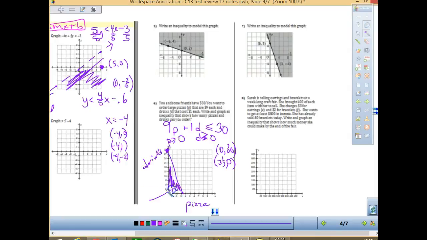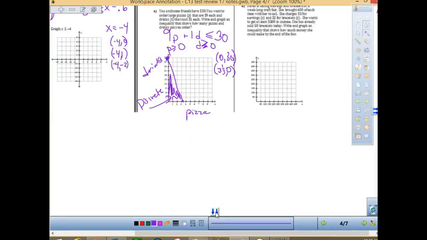Now, this actually would be discrete, right? Because you can't buy half a drink, and you can't buy half a pizza. But to put all those little points in there would be kind of a pain, right? So I can only have whole pizzas, but I can have whole drinks, so I'd have many dots on this line and many dots on this line. Does that make sense? Okay, but it would be discrete, okay?